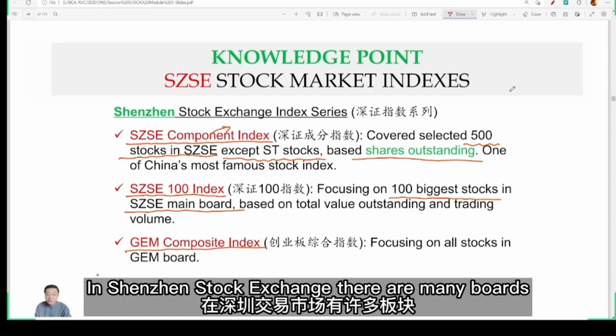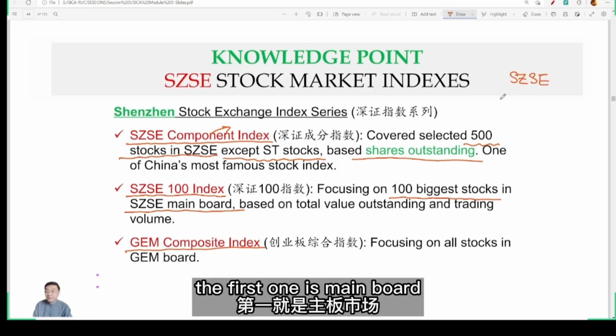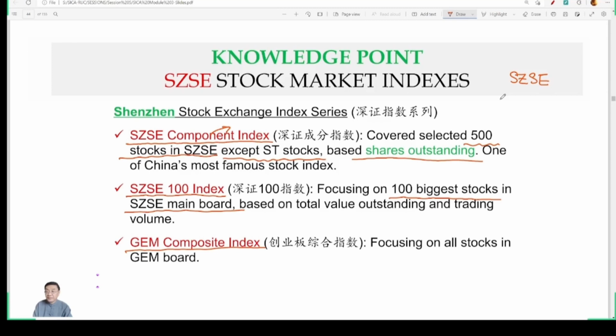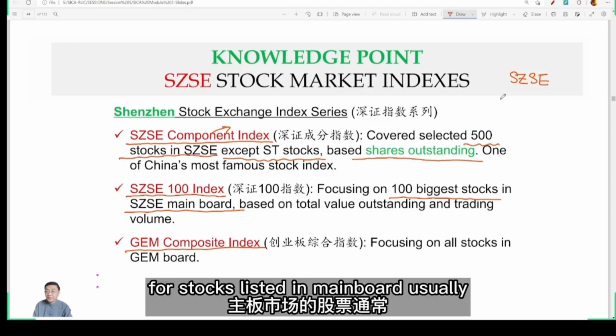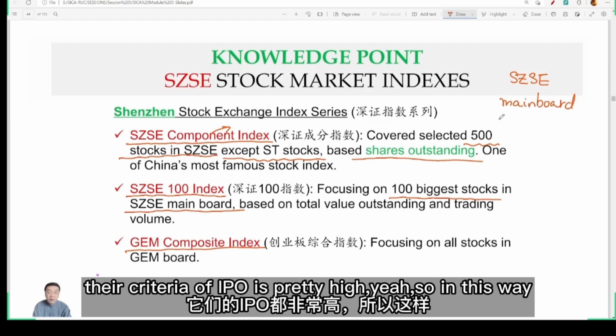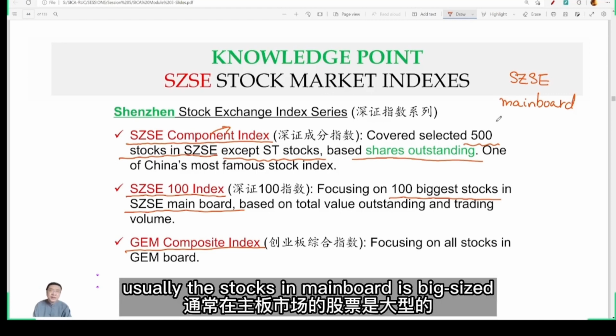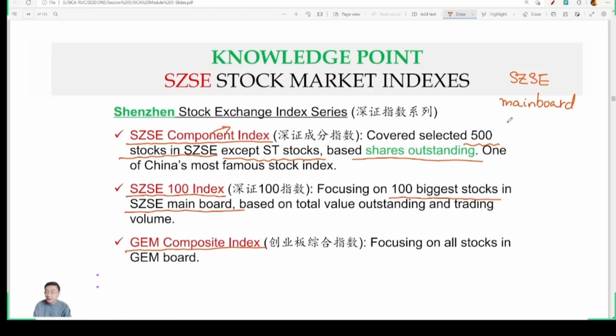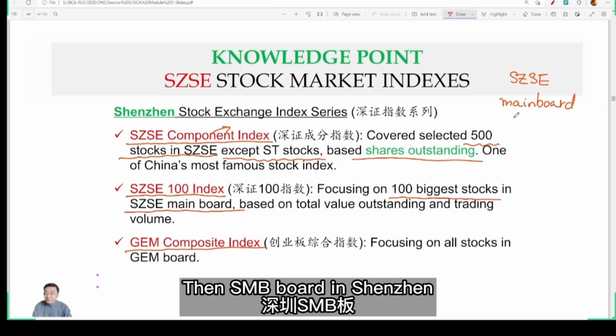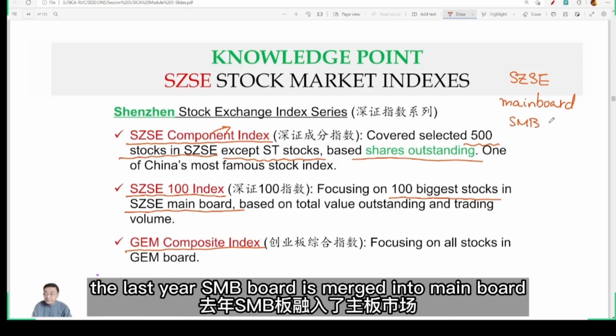In Shenzhen Stock Exchange, there are many boards. The first one is the main board. For stocks listed in the main board, usually the criteria for IPO are pretty high, so usually the stocks in the main board are big-sized. Then the SMB board in Shenzhen. Last year, the SMB board was merged into the main board.